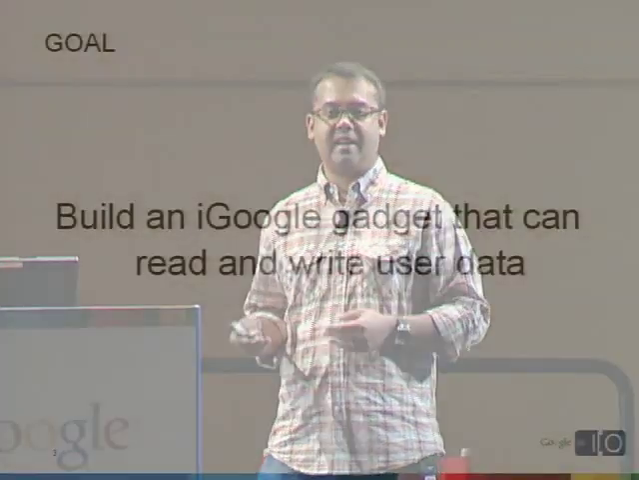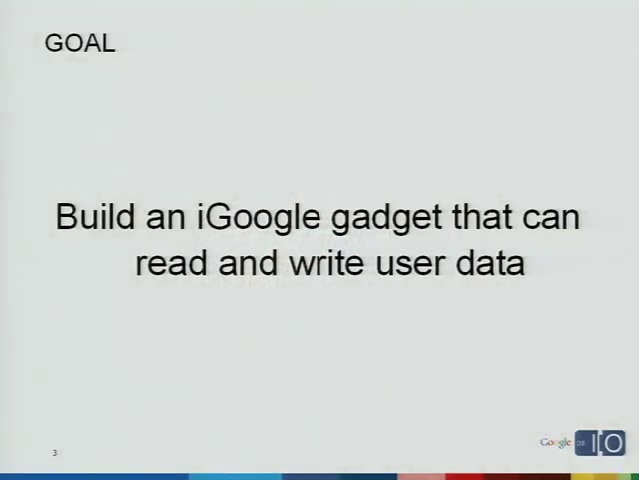So our goal today is to build an iGoogle gadget that can read and write user data. Just by a show of hands, how many people are familiar with gadget development? Okay, good number. What about the Google Data APIs? And how about OAuth? Okay, great. It sounds like a lot of you are familiar with gadgets. That's good because we're not going to cover as much gadget development, and we're going to focus more on the aspects of using OAuth and using the Google Data APIs when building a gadget.